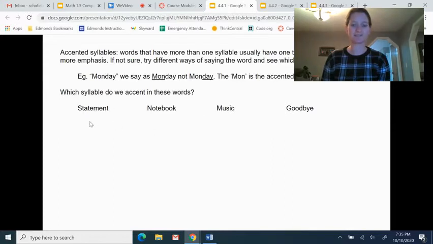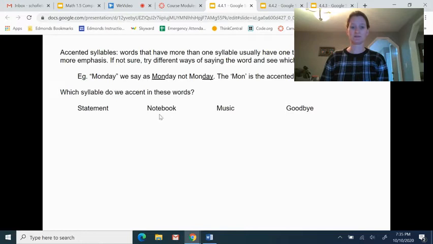So this first word is statement. Statement. We actually accent the state bit, because we don't say statement, we say statement. So we put a little bit more emphasis on the state. Okay? So state would be the accented syllable. That would be the part of the word that we put a little bit more emphasis on.